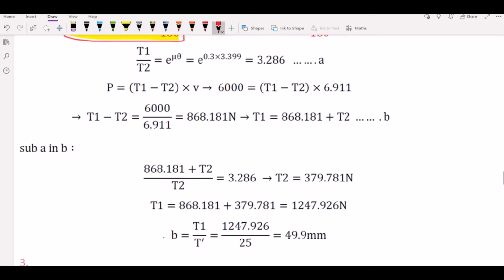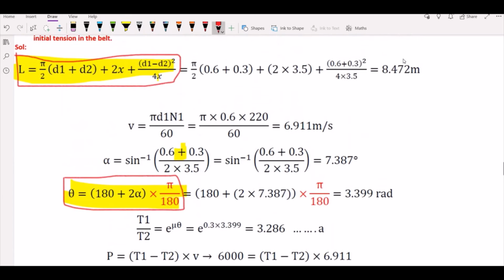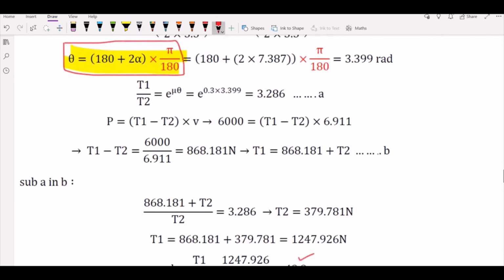Once T1 and T2 are known, the maximum tension is given in the problem. So b is equal to T1 by T dash. Finally you'll get the width b as 49.9, and we have got the previous one as case number 1, 8.472 meter length, and two cases are done.